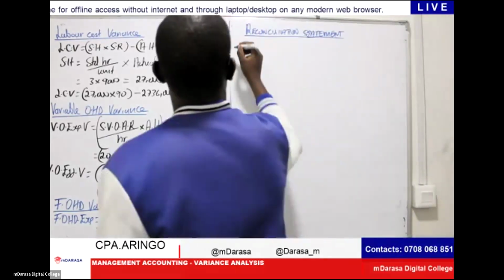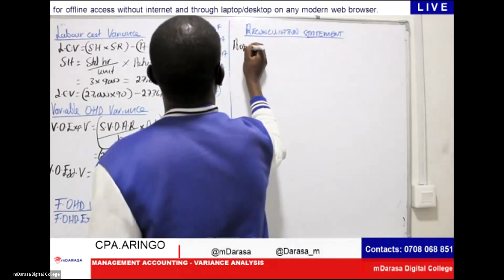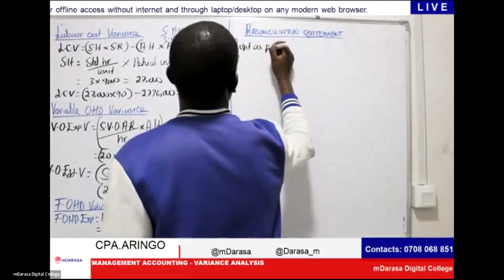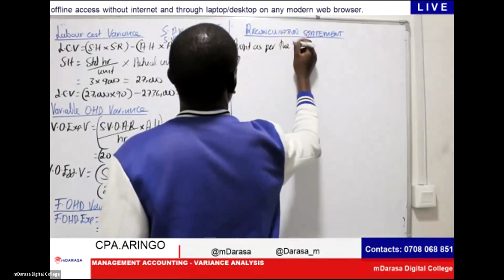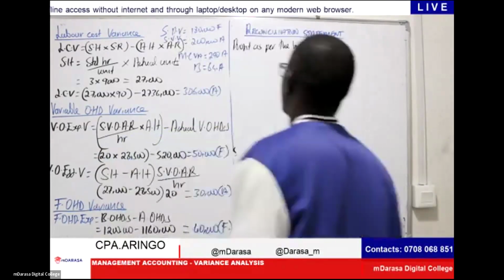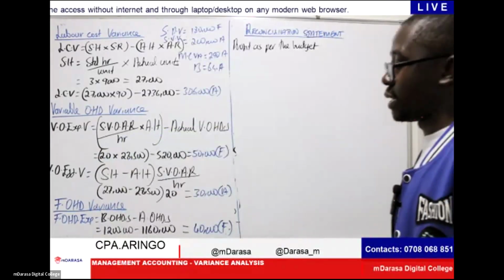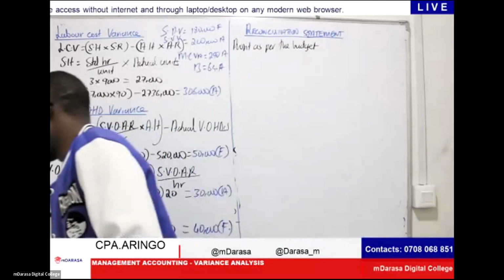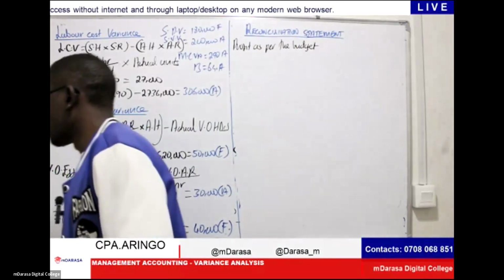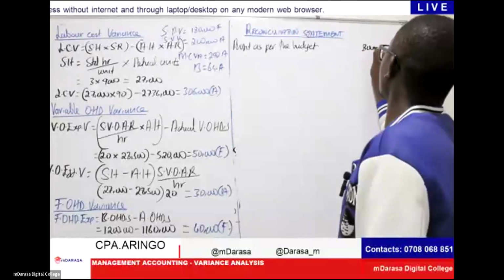Consider profit as per the budget. How much did we get? What was our profit as per the budget? 800,000. We have 800,000.